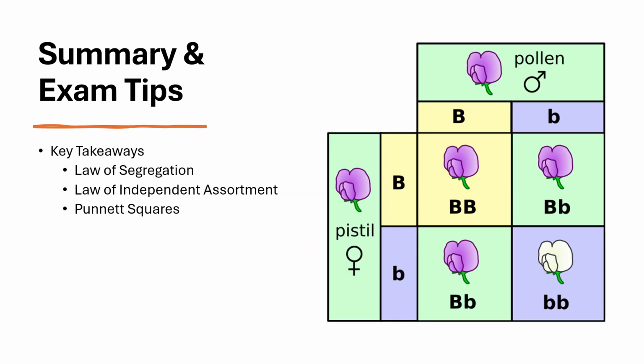Remember, the law of segregation, the law of independent assortment, and Punnett squares are essential tools for understanding and predicting inheritance. These concepts appear often on exams, so make sure you can explain and apply them.